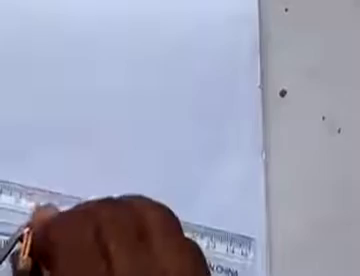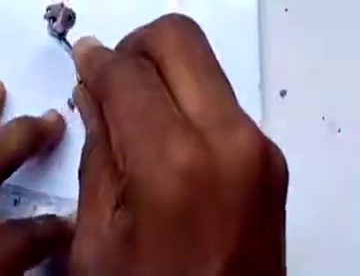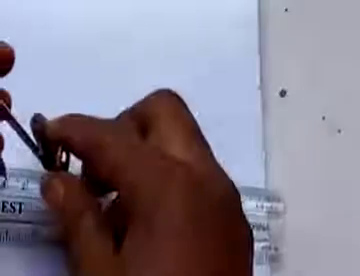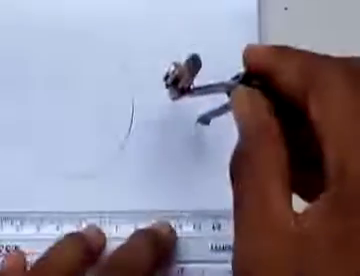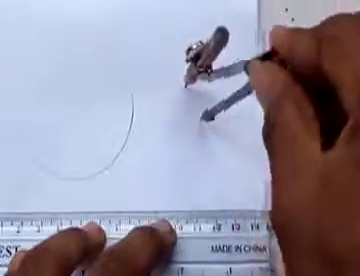Let's say the radius of the first circle should be something like 3 centimeters. So the first circle has a radius of 3 centimeters. Then let's draw the second circle, having a radius of 1.5 centimeters.